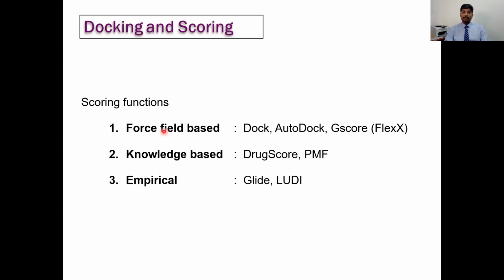So there are different scoring functions by different people, and they are force field based, knowledge based, or empirical based. Force field based is used by DOCK, AutoDock, G-Score. Knowledge based is DrugScore, PMF, and empirical by Glide and Ludi. Again, if you want a deep understanding, it requires a lot of chemistry and mathematics. So what I do is superficially give you a rough idea of what they actually are, how they work, and how they are beneficial for our docking.